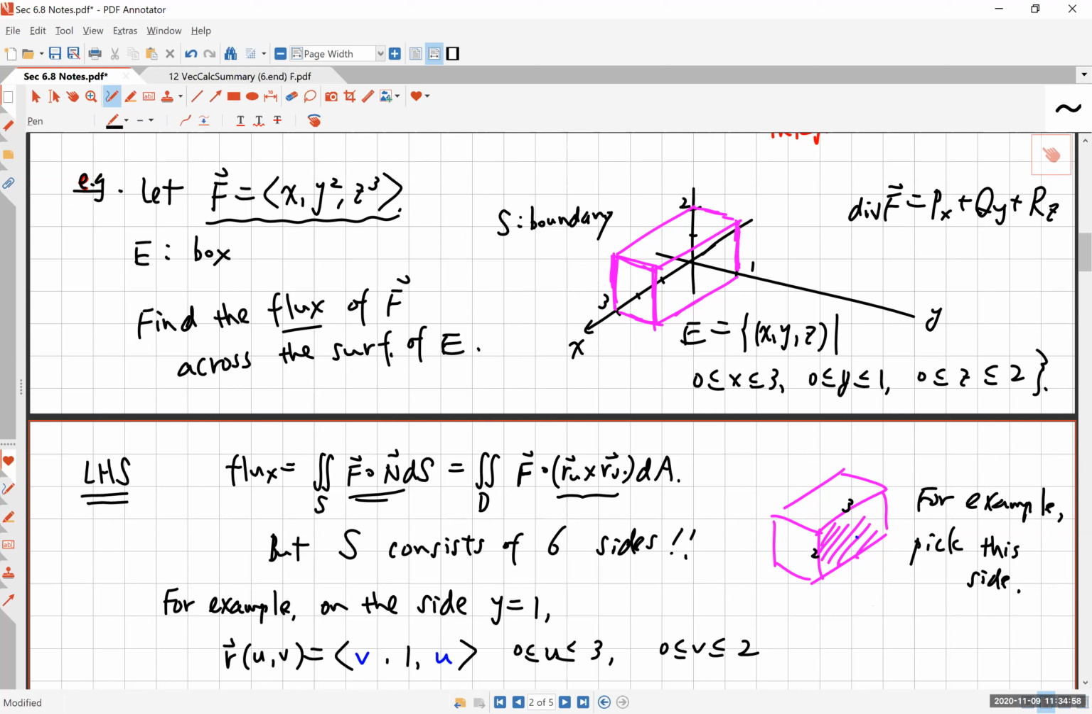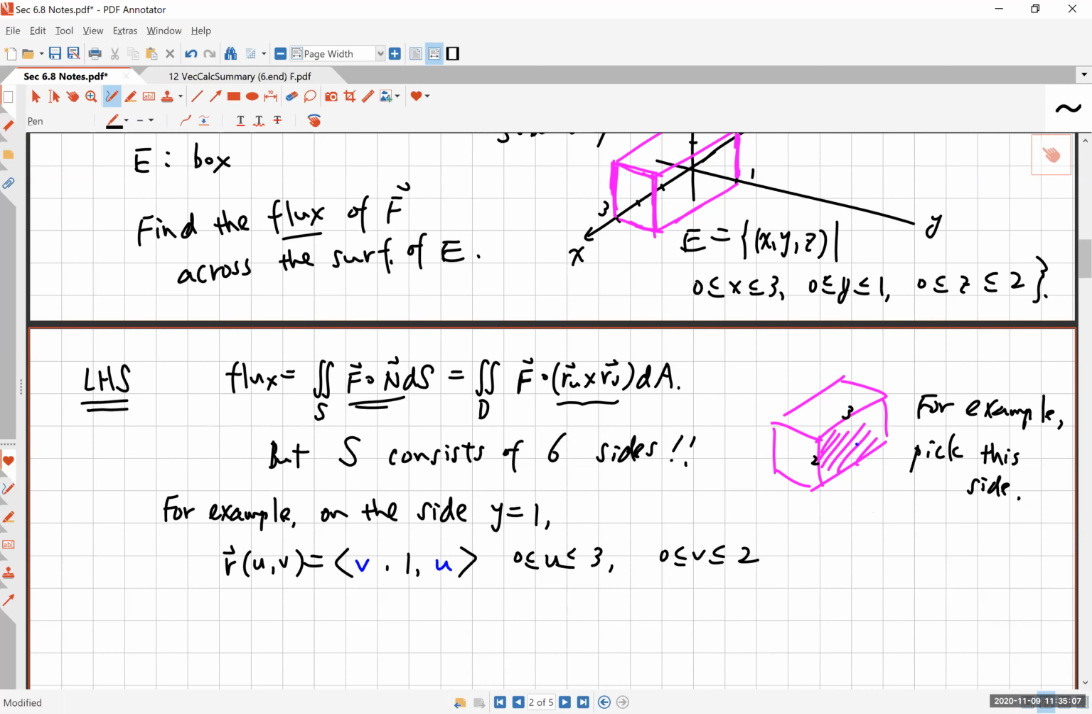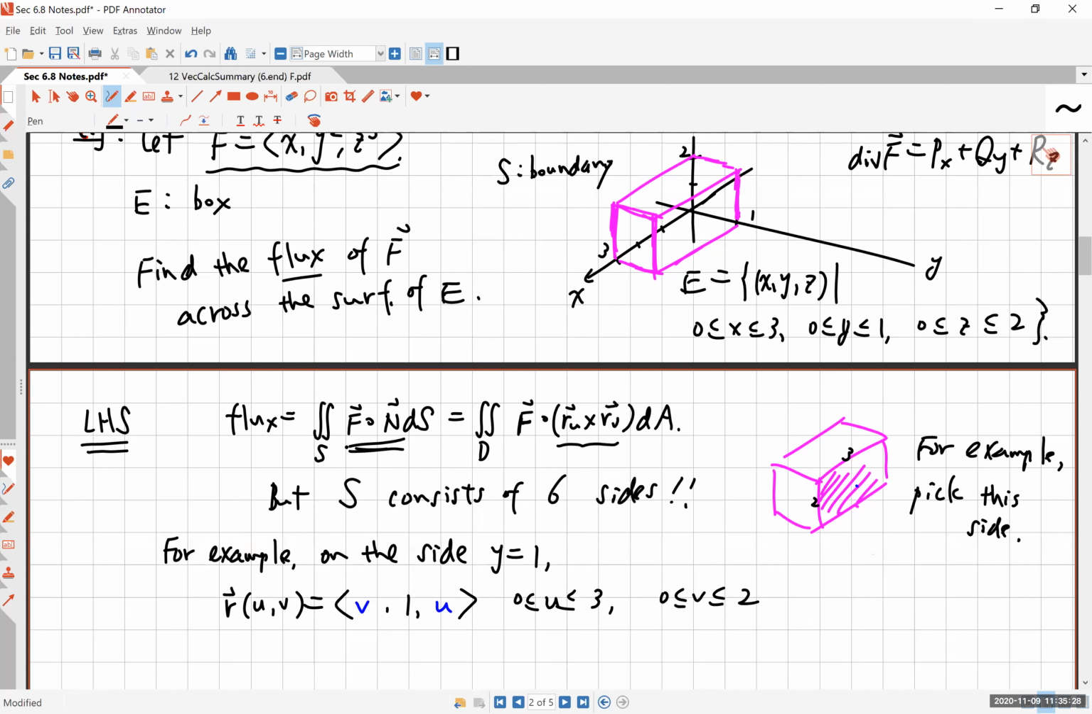The problem is this is a rectangular box. You have 6 sides. Each side is a rectangle, right? And so you would have to do this parameterization 6 times and find the normal component and add them up to find the flux. You probably do not want to do that because it would take you a long time to parameterize and analyze the 6 sides. So I will just show you one and see what happens. Let's pick one side of the 6 sides and see how you find the flux over that one side.